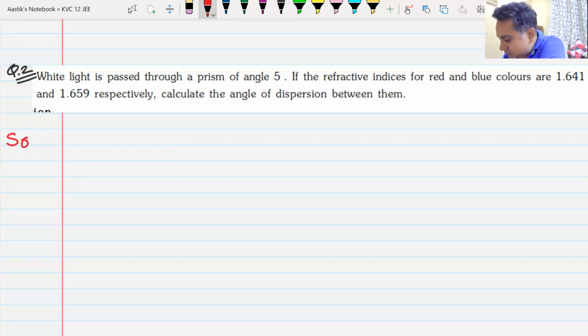I'll give you 2 minutes to solve this. Don't have any option, so you can't tell me A, B, C, D.